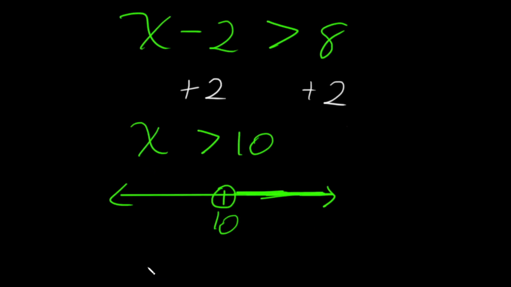To represent this in interval notation, from left to right, the leftmost number is 10, and it does not include the 10, so we'll use parentheses, comma, and we're going all the way up to infinity, and we close with parentheses. If you'd like a refresher on interval notation, please check out our video on that subject. The link is in the description.